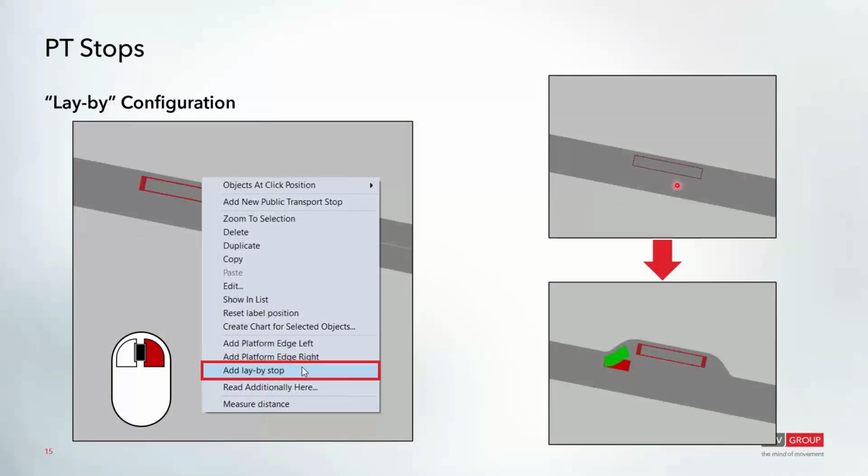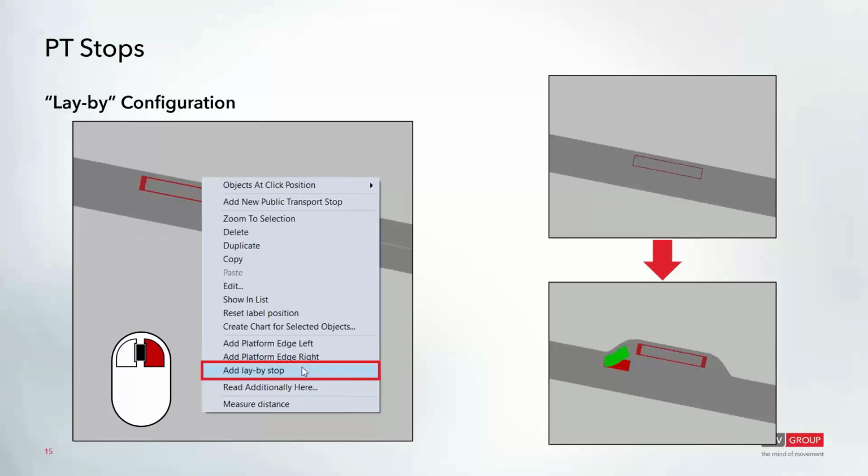And when you have that stop added, it's going to look like this kind of maroon box that's up here in the top corner. And so by default, it's just going to be placed kind of on the street on that particular link. But there is also an option within Vissim if you do want to automatically move that to the lay-by stop configuration. So in this case, as long as you still have that public transport stops still highlighted, you can just right-click on the desired stop, and then you can choose the option for adding the lay-by stop.